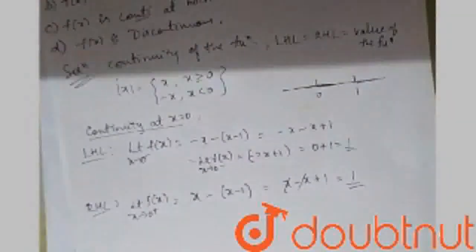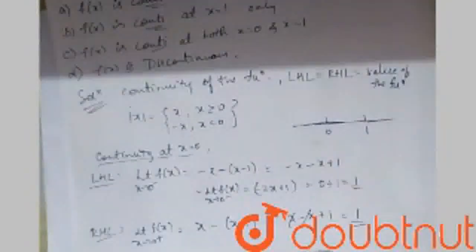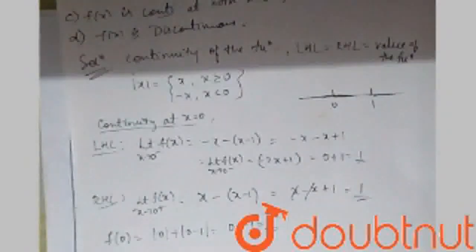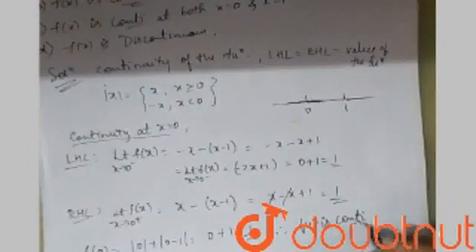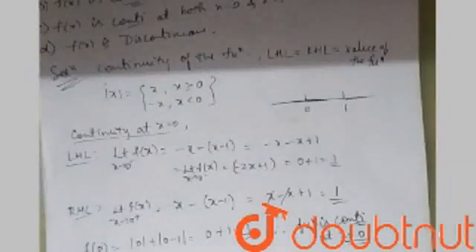Now we will see the value of the function, which is f of 0. Substituting, mod 0 plus mod of 0 minus 1. Mod 0 is 0, and 0 minus 1 is minus 1; taking mod, we get 1. So since LHL equals RHL equals value of the function, the function is continuous at x equals 0.